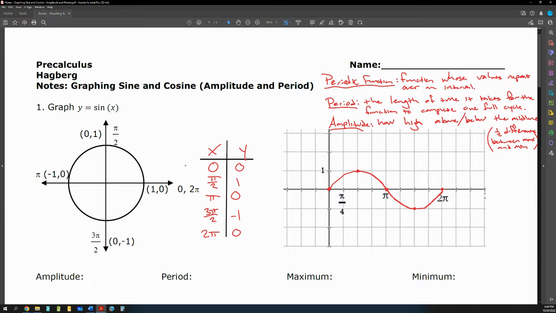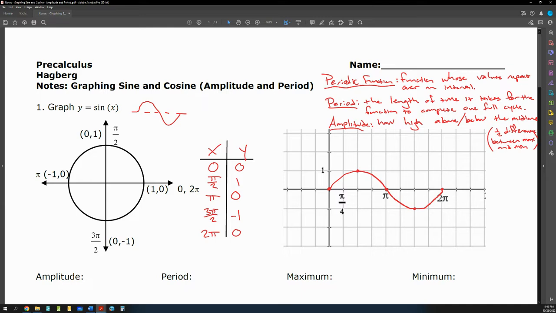Here is one cycle. You might notice that the sine function, this is the parent function, starts on the midline, goes up to a maximum, goes back down to the midline and passes through, hits a minimum, and then comes back up to the midline. So this is the general shape of the sine function.